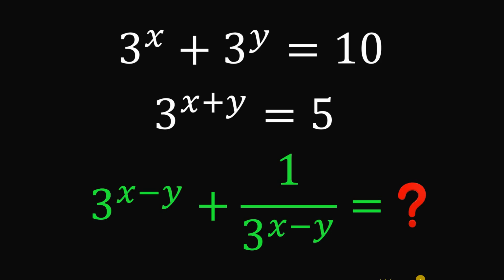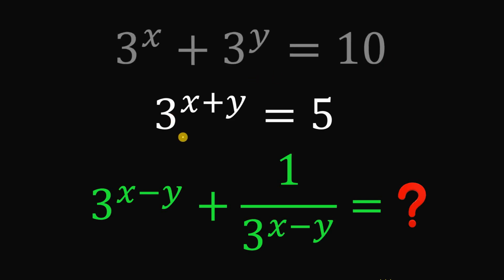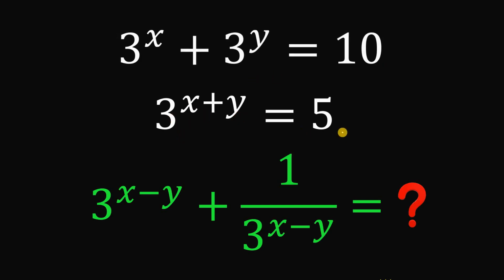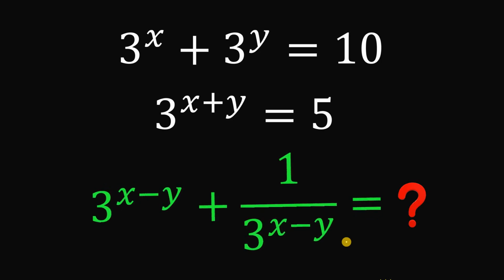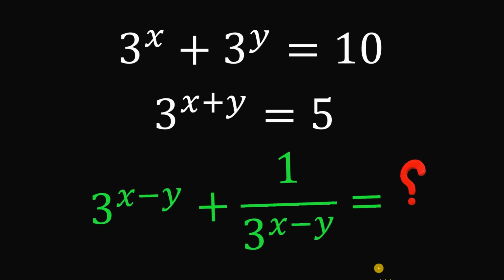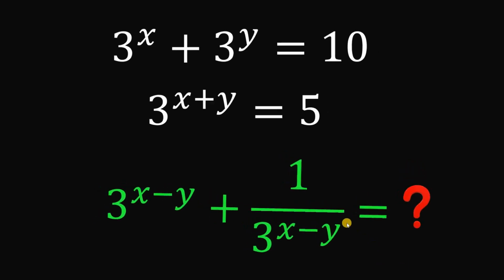Today, we will answer an algebra challenge given by one of our followers. And the question goes like this. Given this equation, 3 raised to the power of x plus 3 raised to the power of y equals 10, and 3 raised to the power of x plus y equals 5, then the goal in this question is to evaluate this expression 3 raised to the power of x minus y plus 1 over 3 raised to the power of x minus y. Pause this video right now and see if you can answer this question, because I will show you the solution in 3, 2, 1.